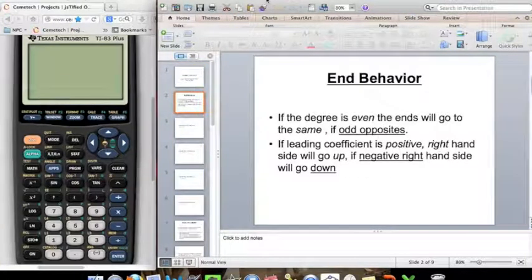So end behavior, there are two main rules that we're going to use. The first rule is if the degree is even, and the degree means the highest power. So if the highest power present in the equation is even, then the ends are going to go in the same direction. If the degree is odd, then the ends are going to go in opposite directions. So like one end would be going up and the other end would be going down.